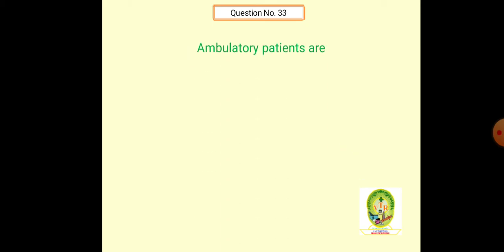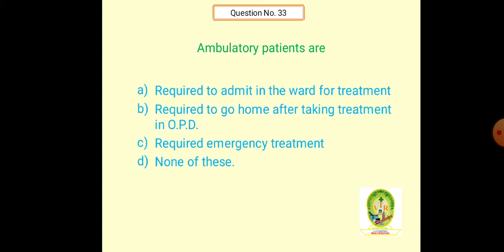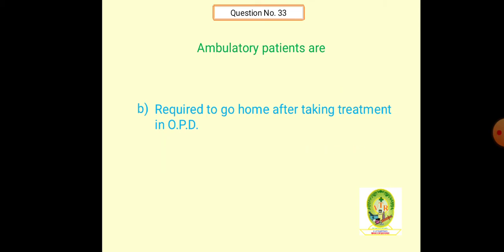Ambulatory patients are. Options are A. Required to admit in the ward for treatment, B. Required to go home after taking treatment in OPD, C. Required emergency treatment, D. None of this. Right answer is B.